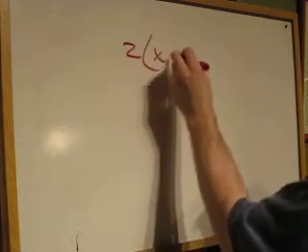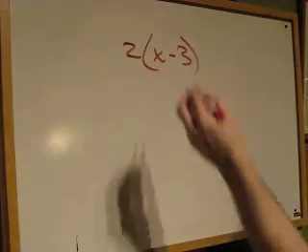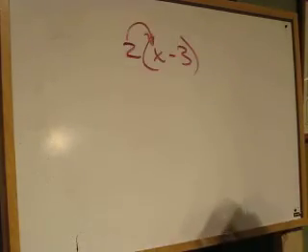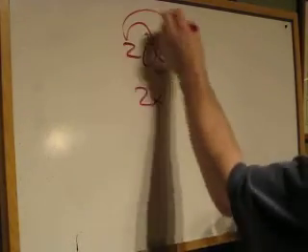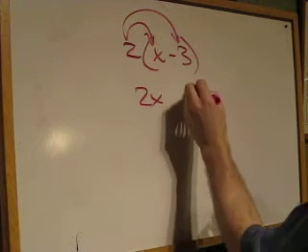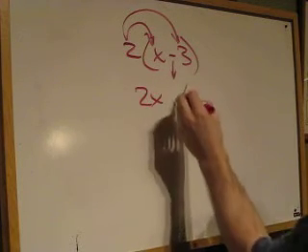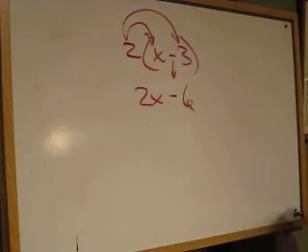Let's look at some other ones. Very similar: 2 times x minus 3. Same thing. Distribute. 2 times x, can't do anything, so it's just 2x. 2 times 3 is 6. Bring down our minus sign, and we're done.